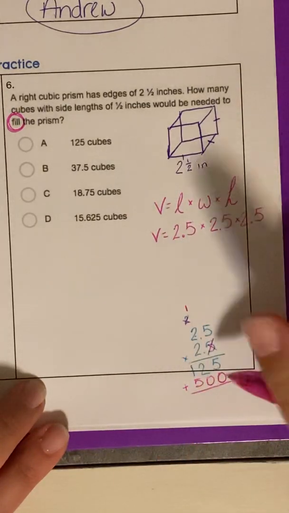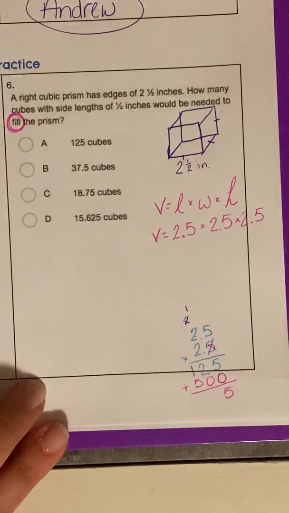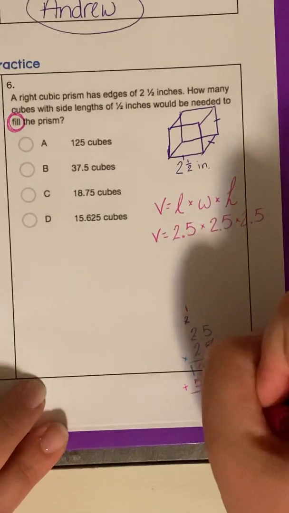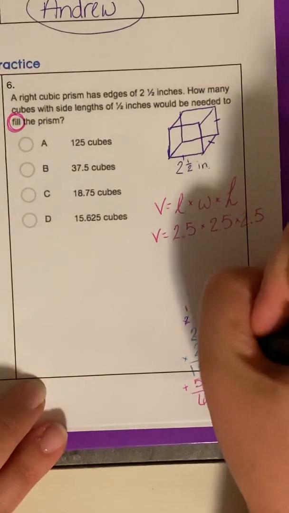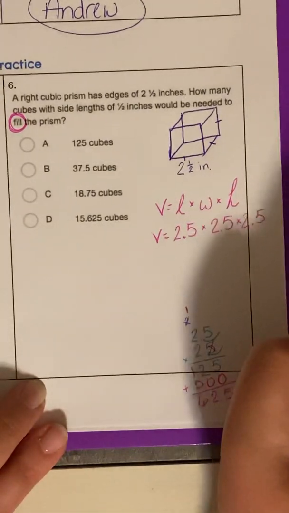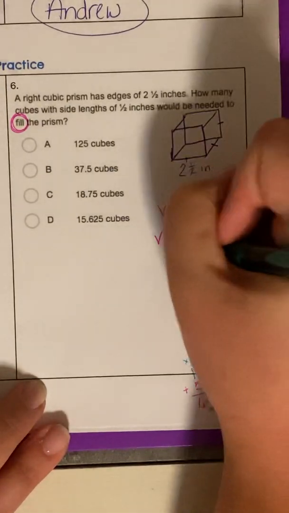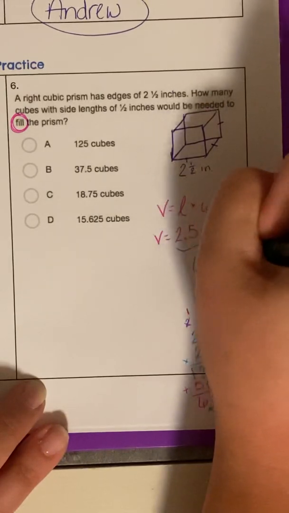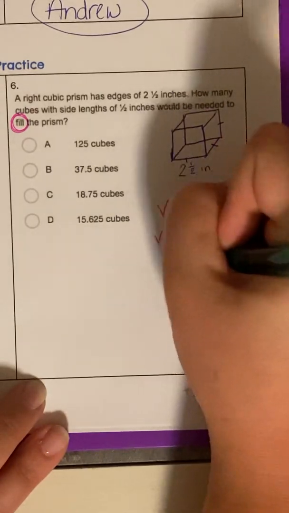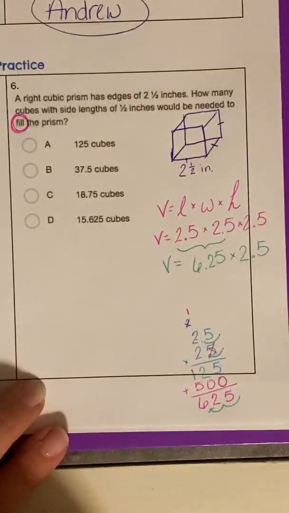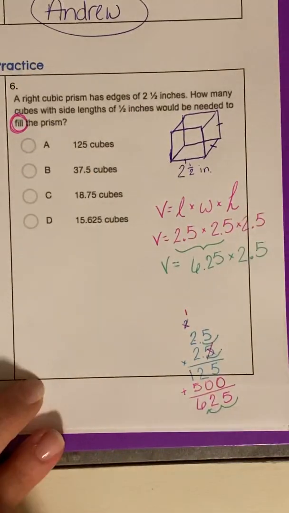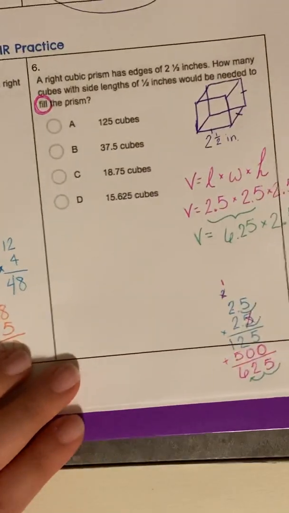Now we're going to add. 5 plus 0 is 5. 2 plus 0 is 2. 1 plus 5 is 6. Now our decimal, 1, 2 total, 1, 2. So we have 6.25. Our volume times 2.5. So now let's do 6.25 times 2.5. All right, we can do that off to the side if you'd like.